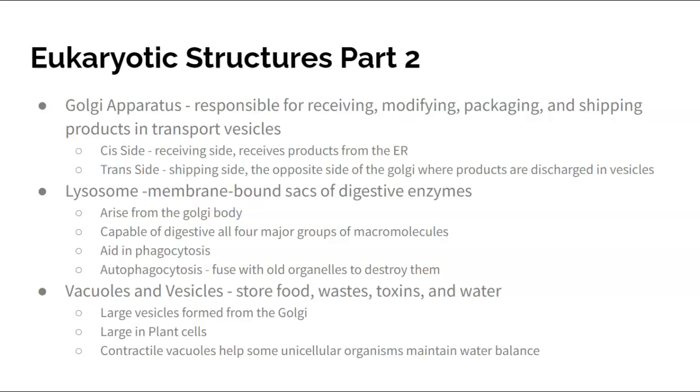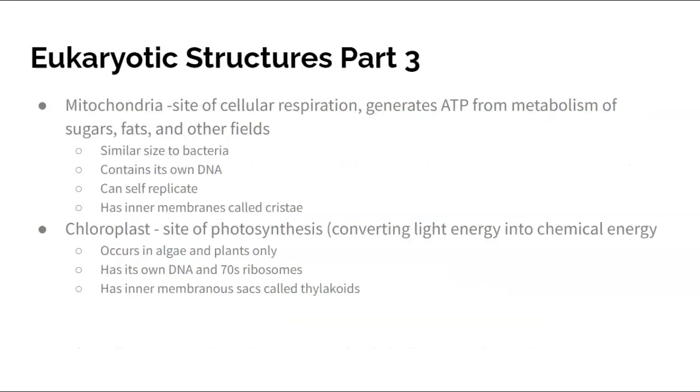There's large vesicles that are formed from the Golgi. There's also a difference in size in vesicles and vacuoles in plant cells versus animal cells. Mostly it's there as like a storage closet, so this is where anything that the cell might need or is holding onto until it can be released, this is where it will be held.